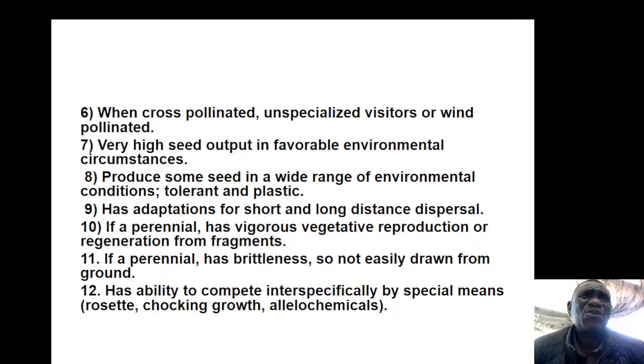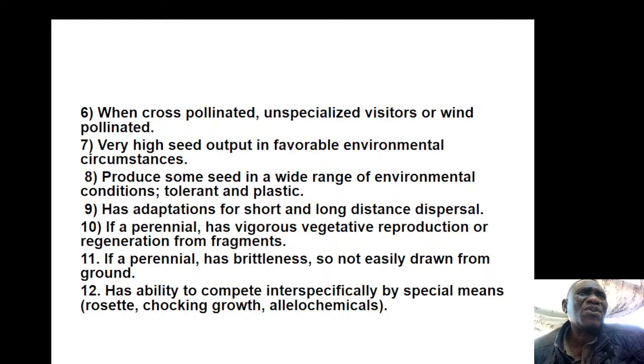They have the ability to compete interspecifically by special means. It means these can actually be highly competitive because they can form rosettes. That is, they spread out, choking the growth of other plants. They can also produce what are known as allelochemicals, which can also kill other plants. We will talk about it later. We'll also talk about competition later.